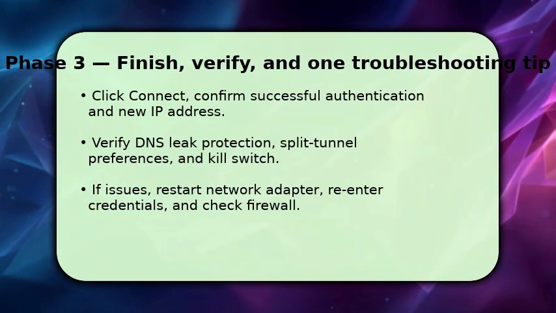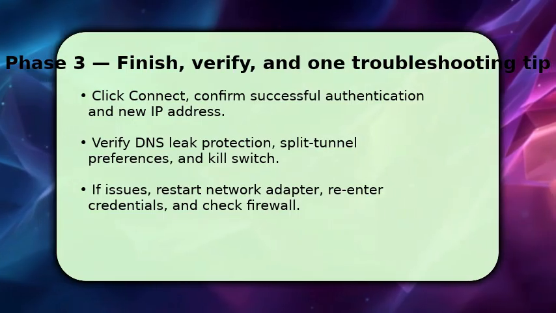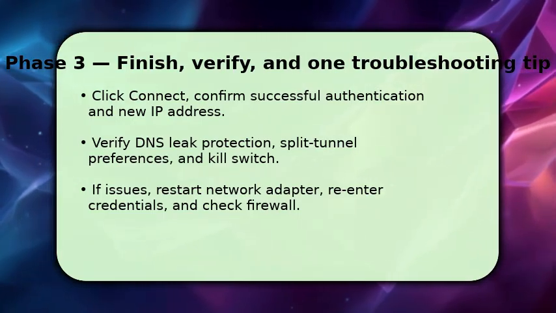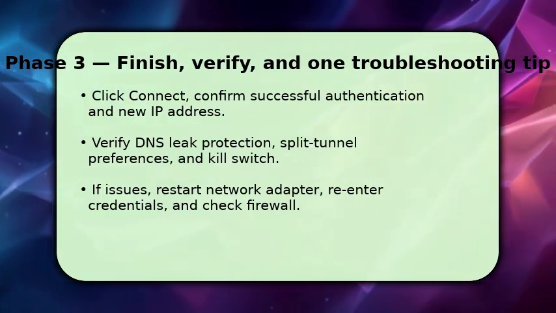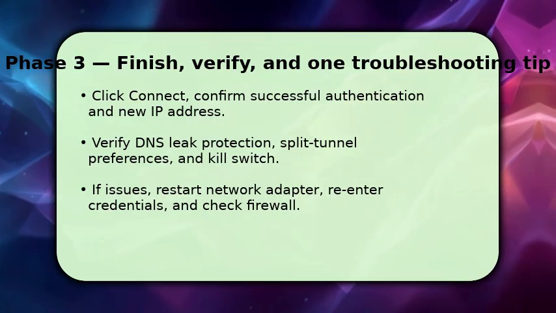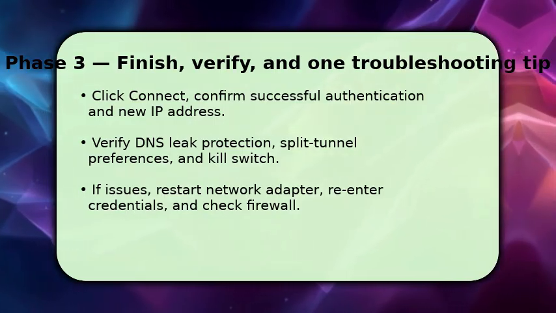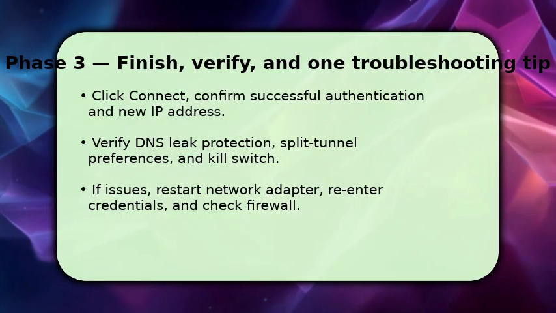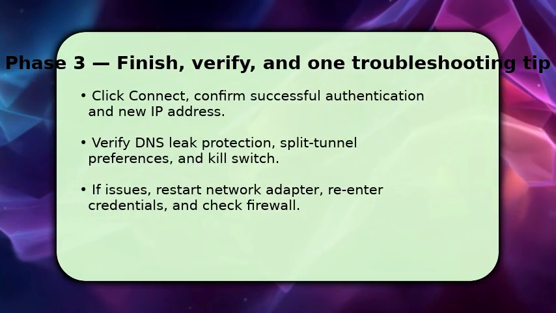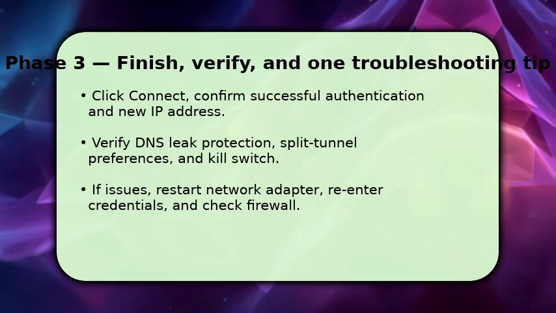You should now connect and verify. Click Connect, wait for successful authentication, and confirm your IP and location changed to the VPN server. Make sure DNS leak protection and kill switch settings are enabled, and adjust split tunnel preferences if you only want certain apps routed through the VPN.